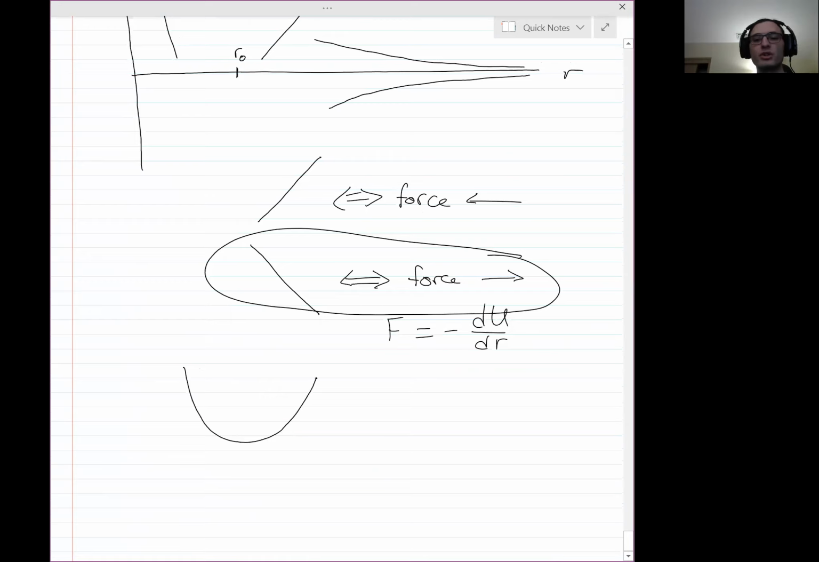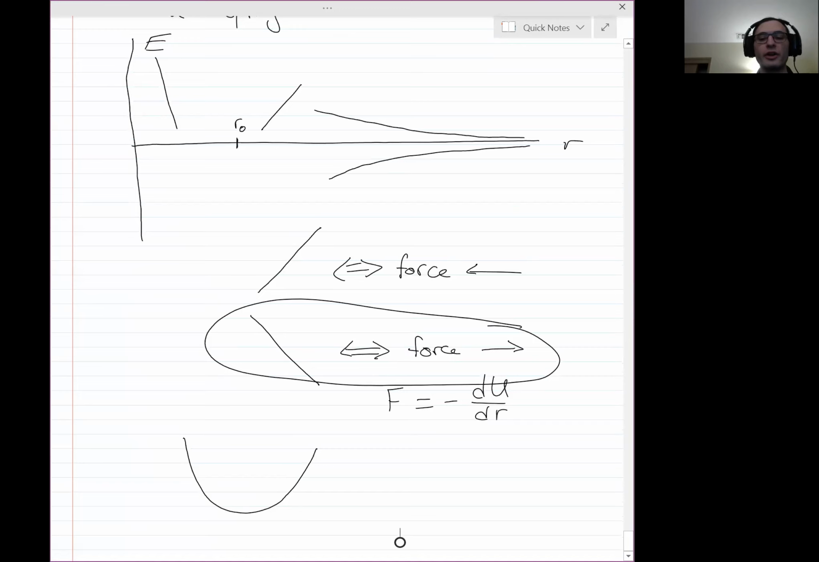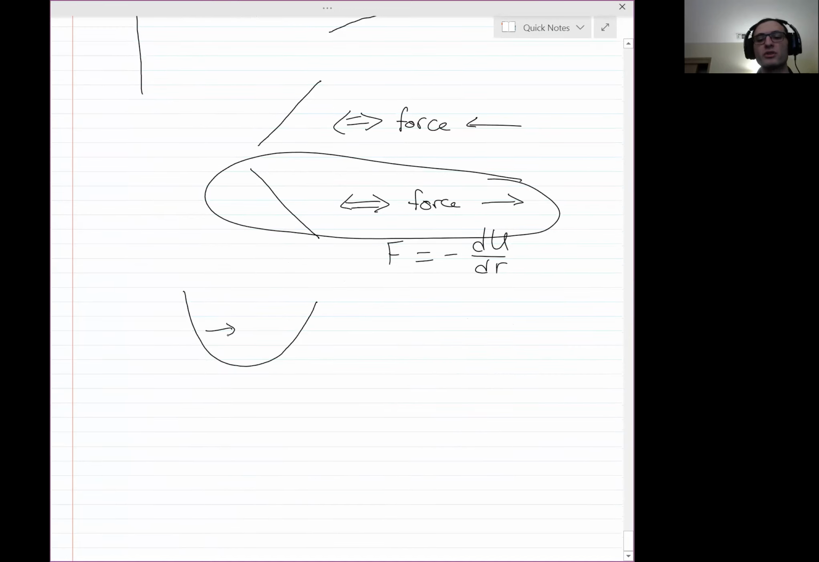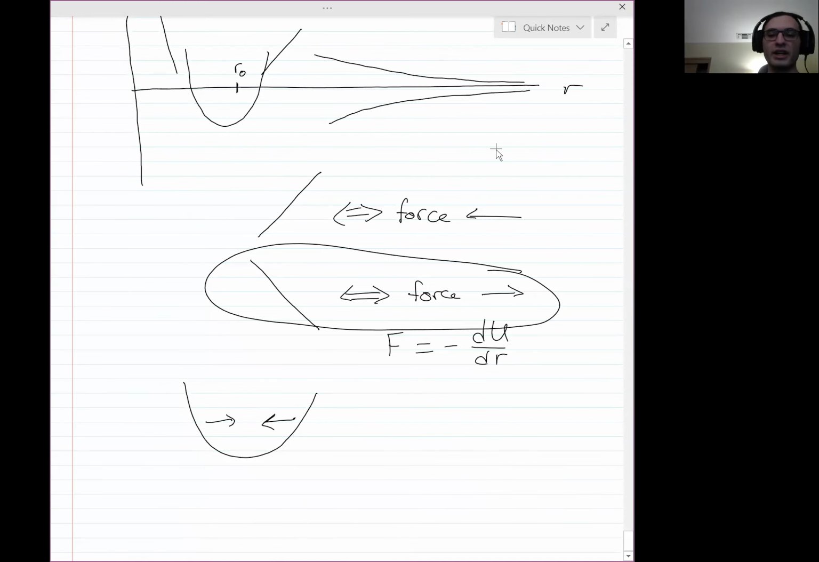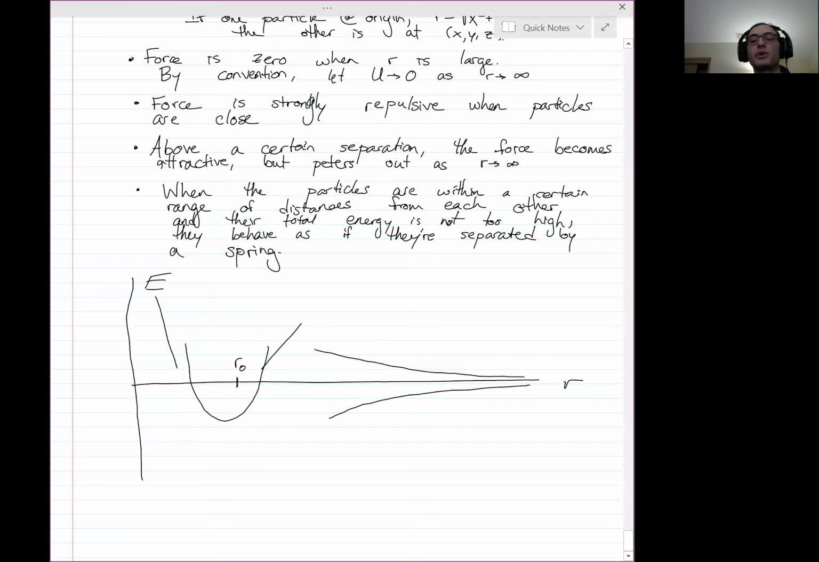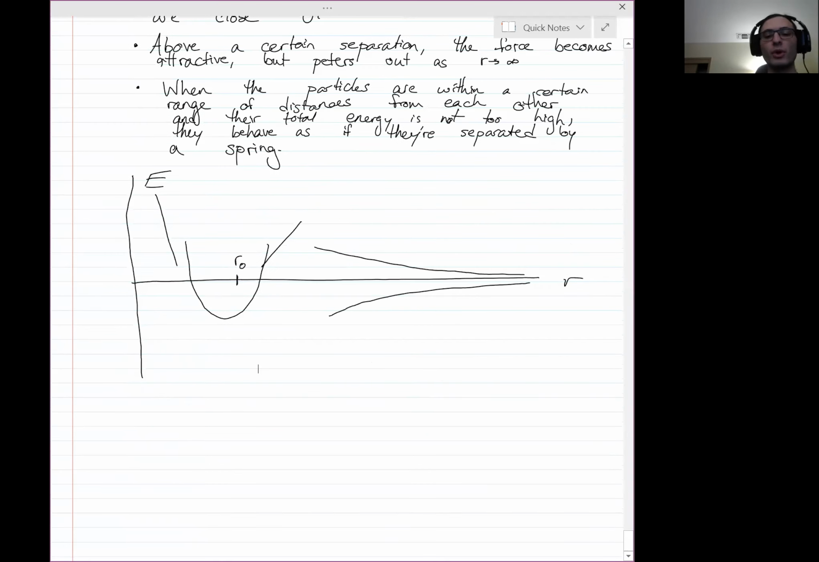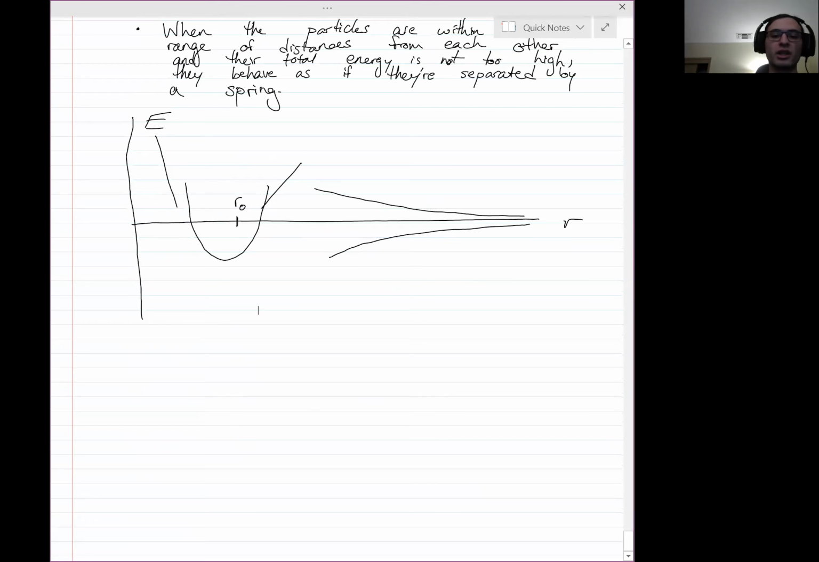Now, where should that region be? Well, we know that when they're very, very close to each other, you have a repulsive force. When they're above a certain separation, you have an attractive force. So the natural choice to place this would be somewhere here. The whole point is that when we're using these qualitative features, we're trying to connect these features in a continuous way. And so what we end up with is something that looks like the following.